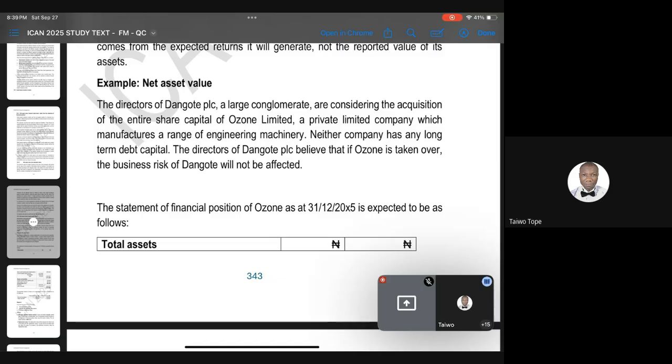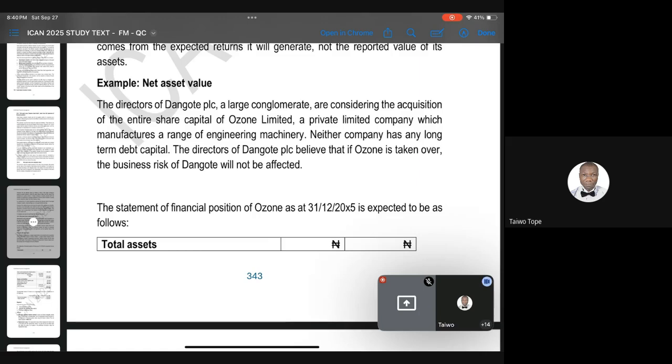Let me get it to my system too. All right. Looking at this example in relation to net asset value, why I'm bringing this up is because I know some people have not bothered to check and find out the study pack. So I want you to start using the study pack, even as you study.